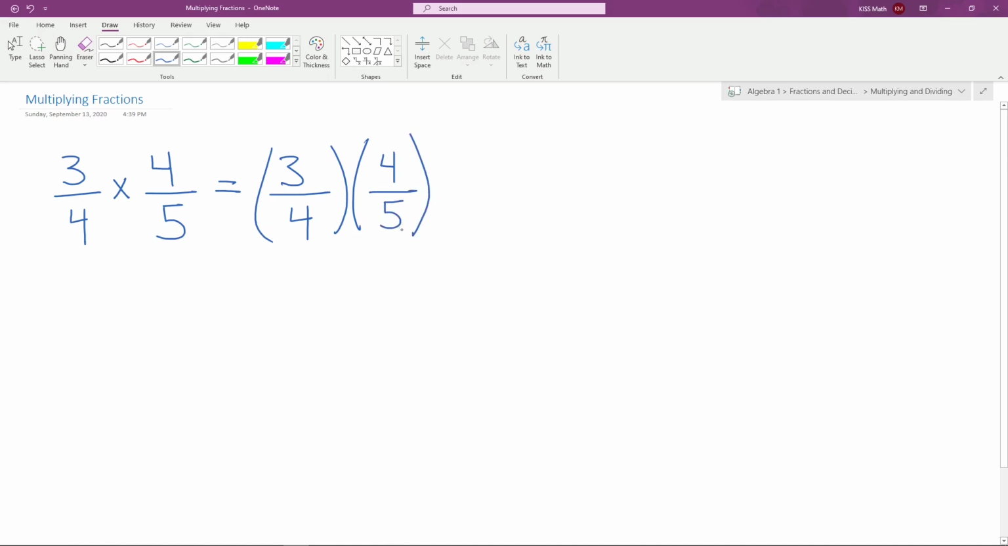And now when you multiply fractions, you don't have to worry about least common denominators and adding up the numerators. All you need to do is multiply straight across both the top and the bottom. If we do that, we would have 3 times 4 over 4 times 5, which would be 3 times 4 is 12, and 4 times 5 is 20.